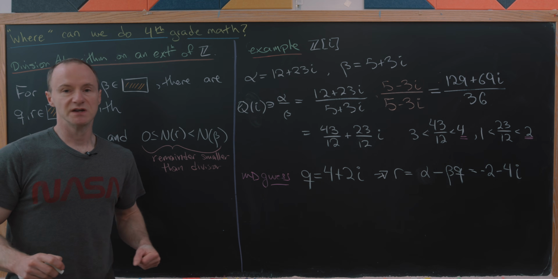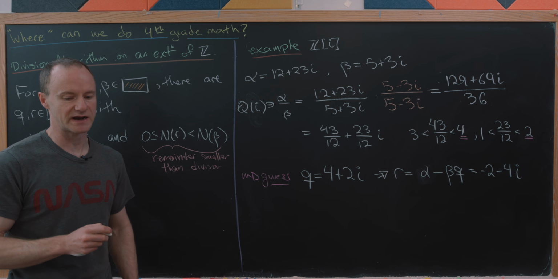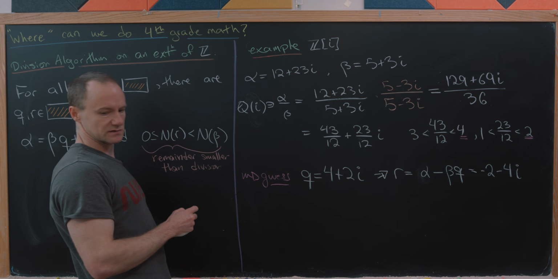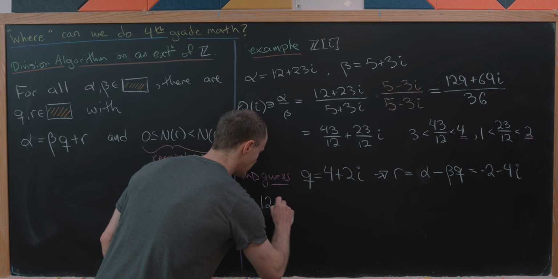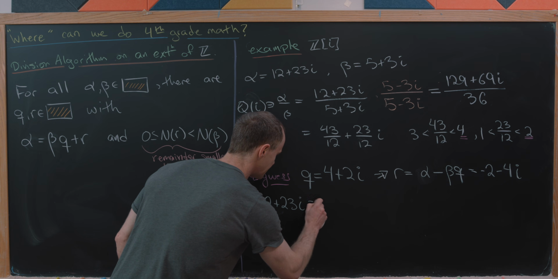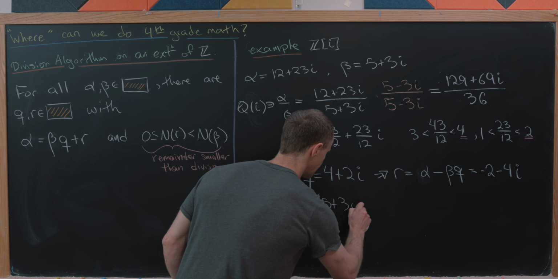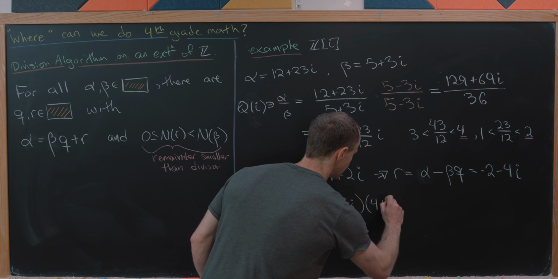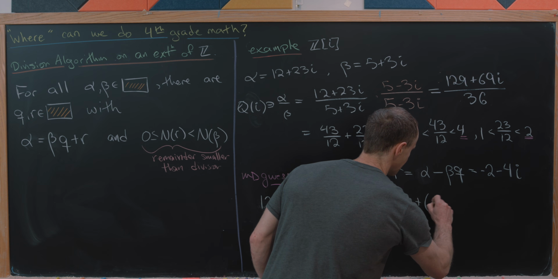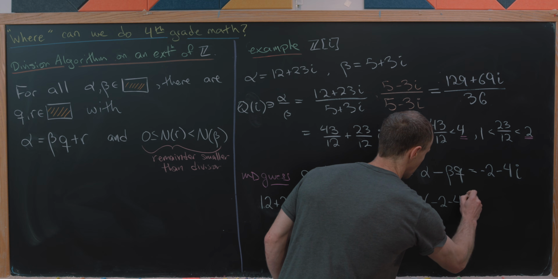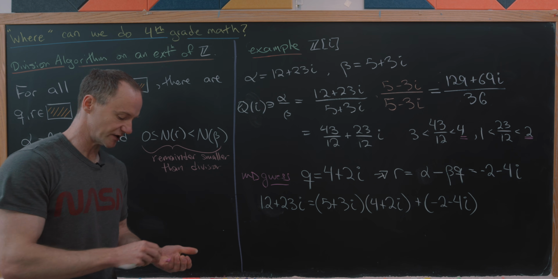Okay, good. And so now let's go ahead and write down the whole quotient and remainder equation. So we'll have alpha, that's 12 plus 23i, equal to beta, that's 5 plus 3i, times q, that's 4 plus 2i, plus the remainder, that's minus 2 minus 4i. So that's our alpha equals beta q plus r equation.